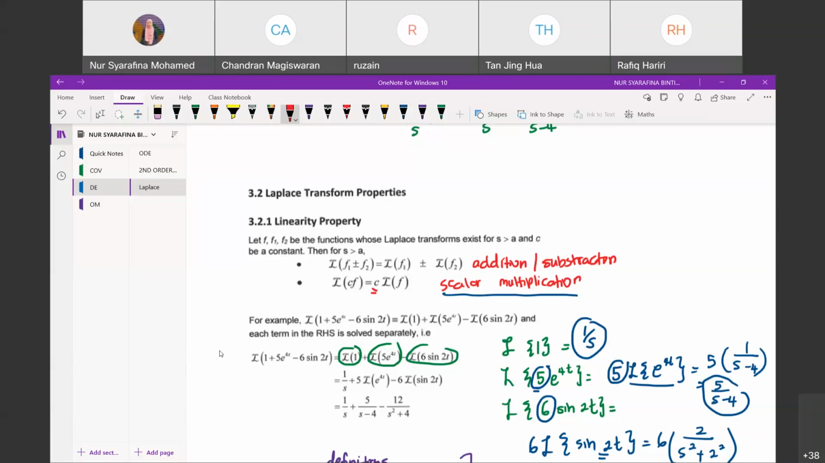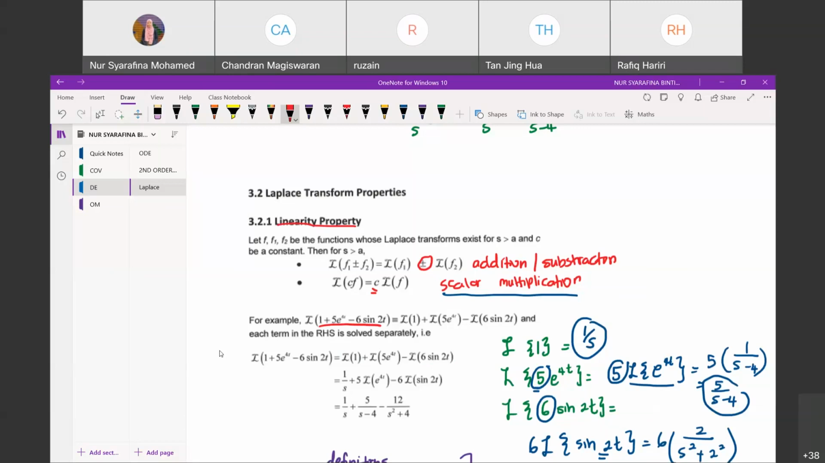So the first property is the linearity property, where this linearity property involves addition, subtraction, and also scalar multiplication. So let's take a look at this. Now you have 1 plus 5e^(4t) minus 6 sin 2t, and you need to transform this. By linearity, you can transform one by one, because you can just separate 1, 5e^(4t) and 6 sin 2t.